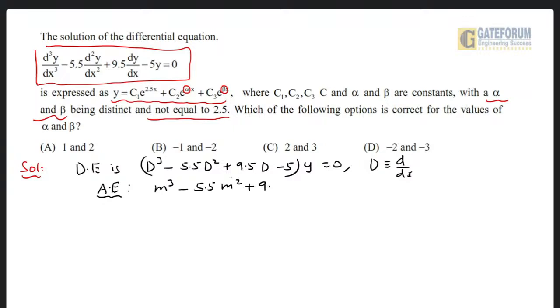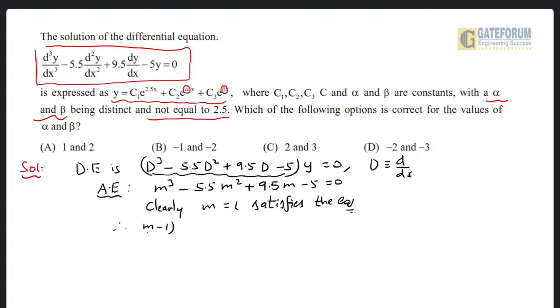The complementary function depends on the auxiliary equation m cube minus 5.5 m square plus 9.5 m minus 5 is equal to 0, putting d is equal to m. This is operator form. So clearly m is equal to 1 satisfies. If you put m is equal to 1, you will be getting 0 is equal to 0, so it satisfies the equation. So m minus 1 is a factor of this polynomial m cube minus 5.5 m square and so on, from our childhood classes.